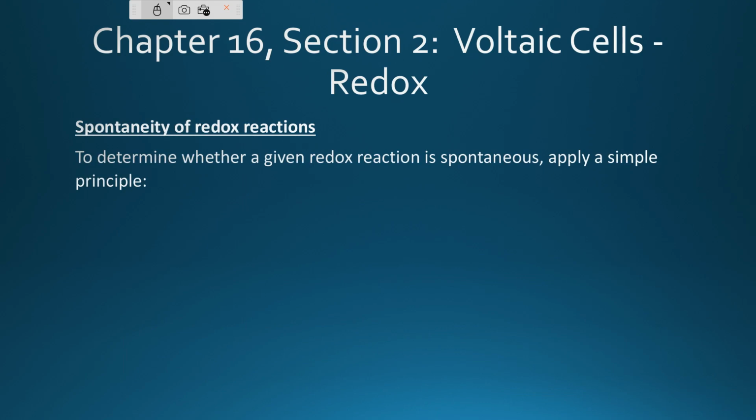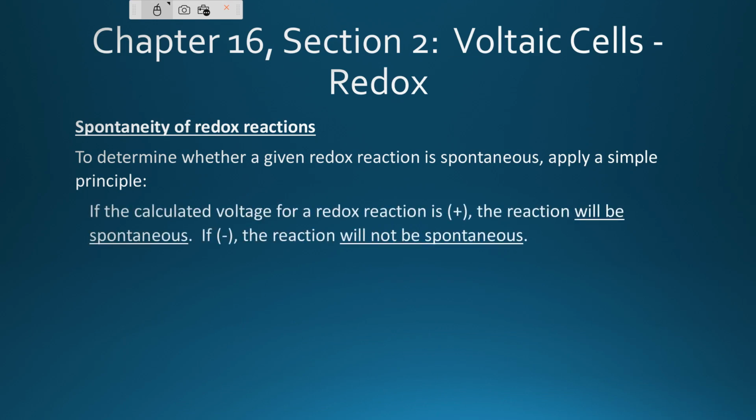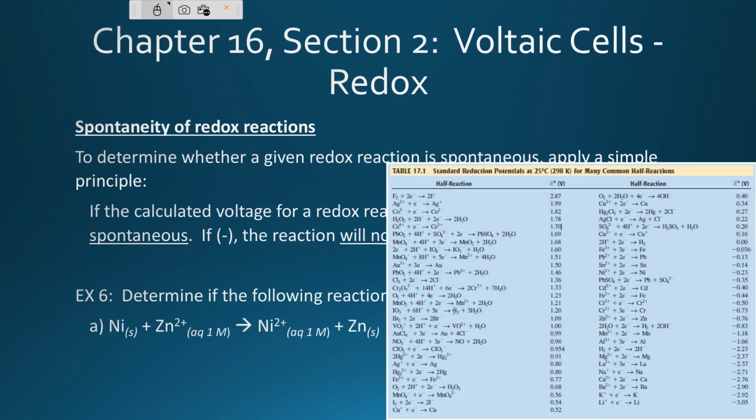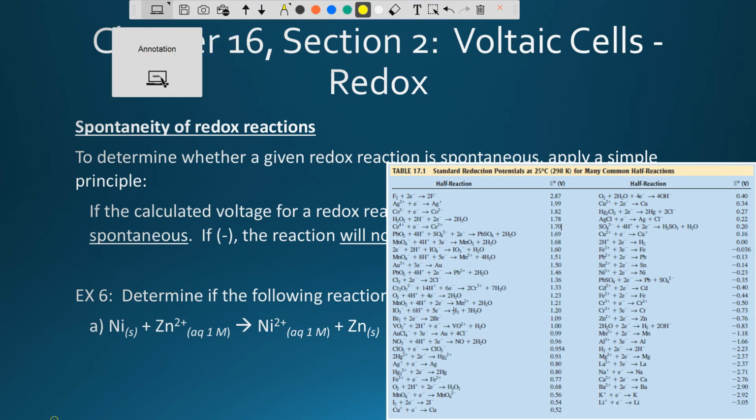Now, I mentioned that term of spontaneity a couple of times. We got to figure out if something is going to be spontaneous by doing the math associated with it. If the calculated voltage for the reaction is positive, like I said, it's spontaneous. If you find your voltage ends up being negative, it's non-spontaneous. Okay, so let's apply that a little bit, and let's take a look at an example of nickel and zinc. Let's pull it apart a little bit.